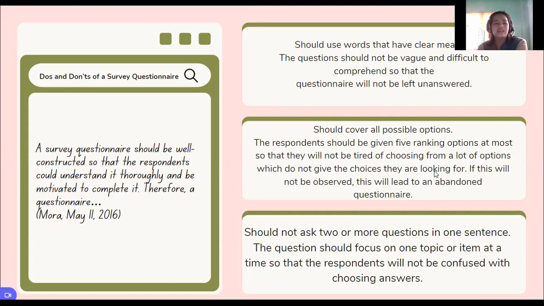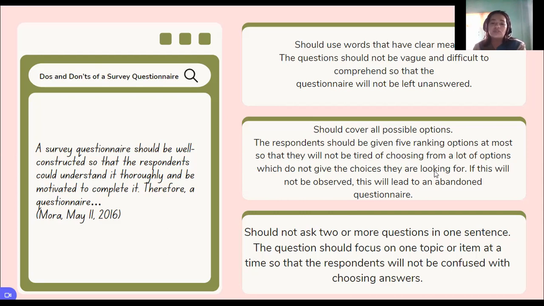Again, the questionnaire should not ask 2 or more questions in one sentence. It's like asking, what is your name? Have you eaten yet? Two questions in one. Or like, what is your favorite subject? Why is that your favorite subject, in just one item? And so the respondents may not be interested in answering the question because there are too many questions in one sentence. What you have to do there is to separate them.